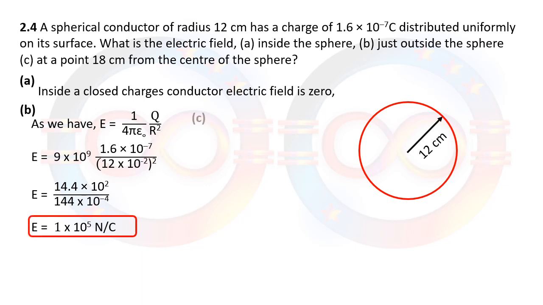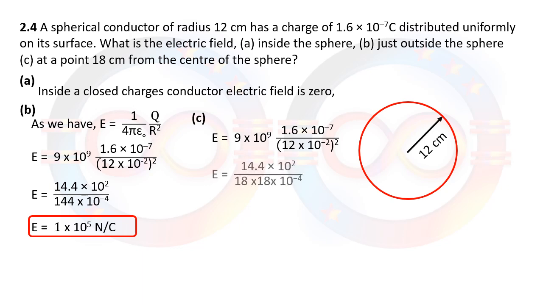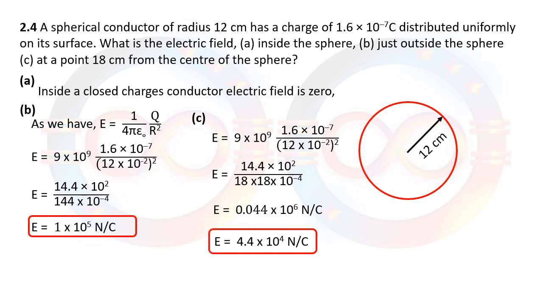In C part, it is saying at a distance 18 centimeter from the center of the sphere. Now you have to take the same formula, but you have to take r as 18 centimeter. So 18 centimeter again square. After calculation, this will be the final answer.